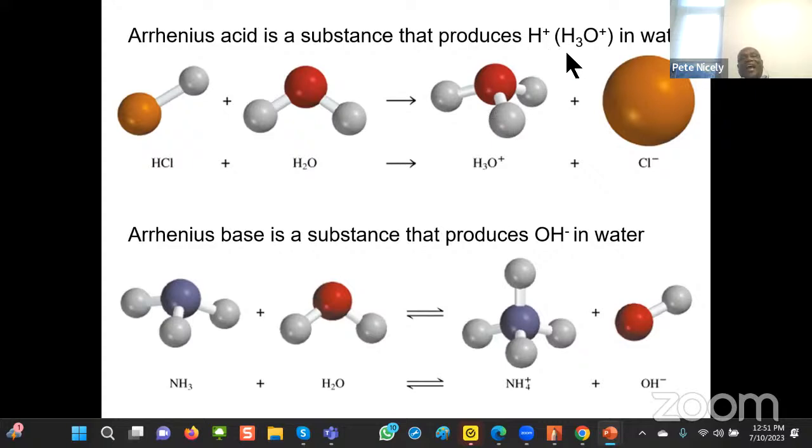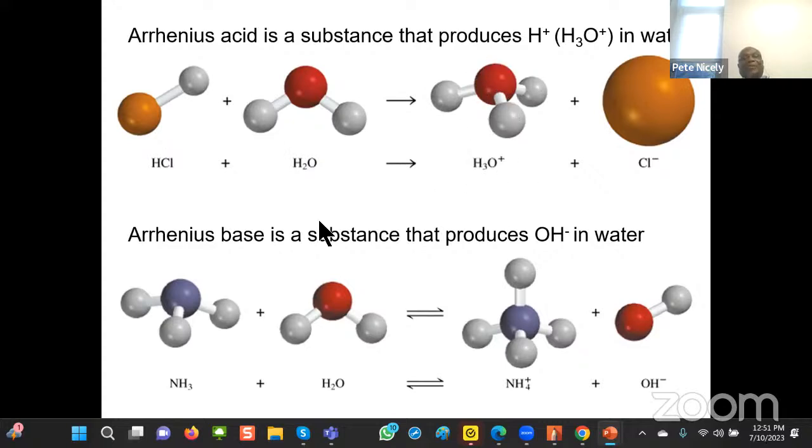Alternatively, you can say hydronium ion, because this is more reflective of what really forms in an aqueous solution when you add an acid to it, all right? So here's an example. If you add hydrogen chloride to water, you're going to end up with the hydronium ion being formed.